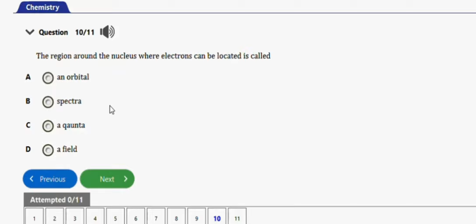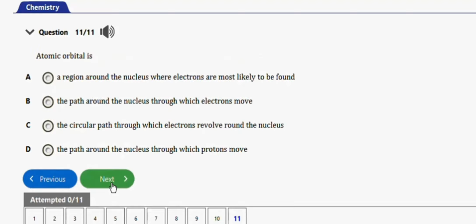The last question before I end this video will be this one. It says atomic orbital is a region around the nucleus where electrons are most likely to be found. Yeah, so that's the right answer to this question, option A. So this basically can deal with problems involving orbitals for chemistry practice with about 9 to 10 questions in this video. Hope there's something interesting from the video.